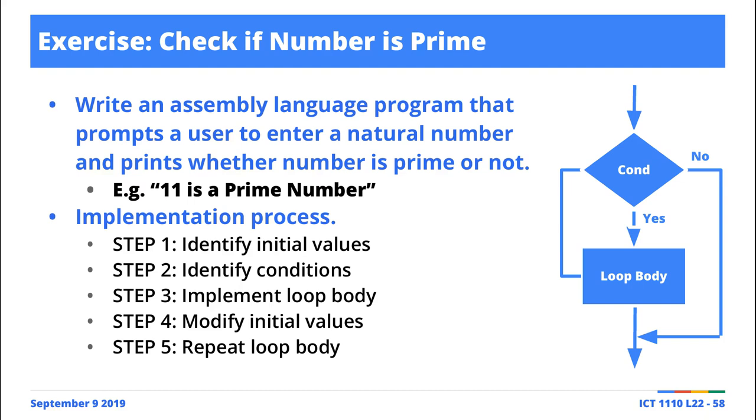Just check for numbers that are divisible by one and itself. Then they are your prime numbers. The question is, how do we do that, right? How would we do that? What would be our initial values? How would we implement that?